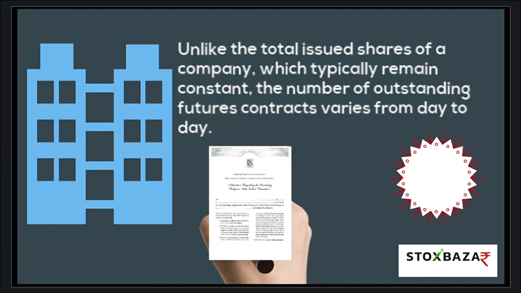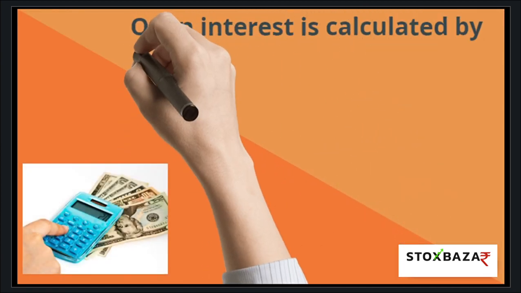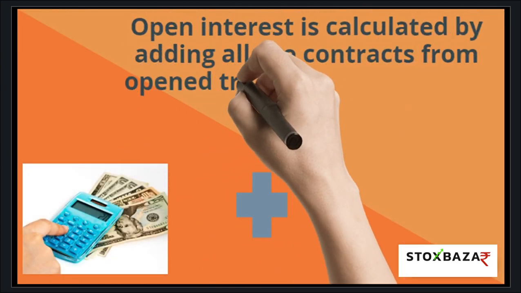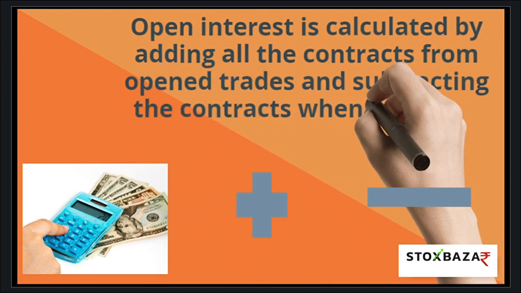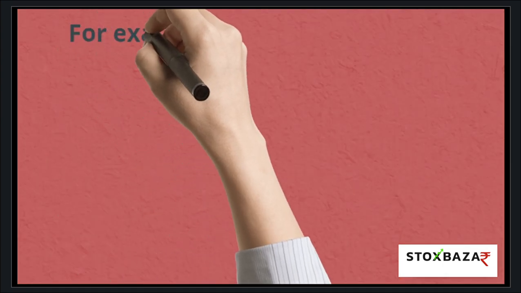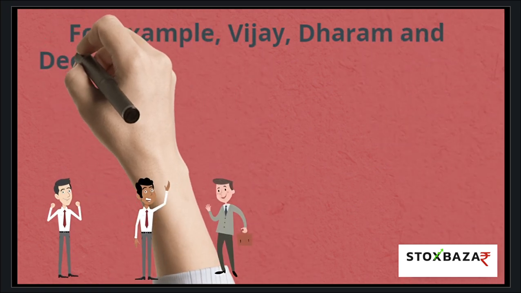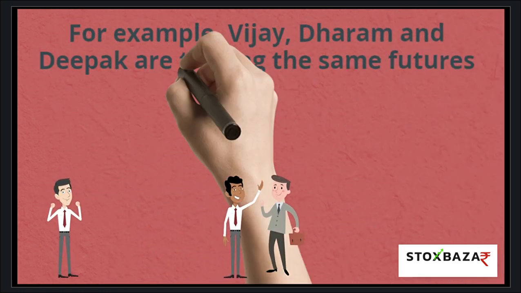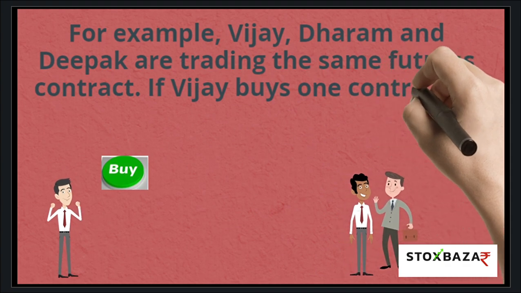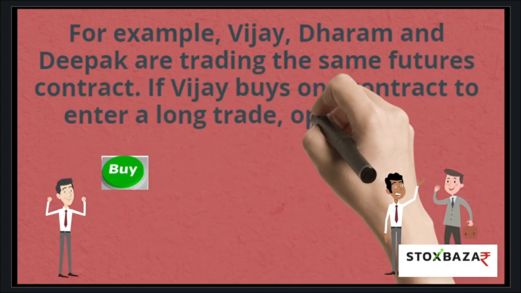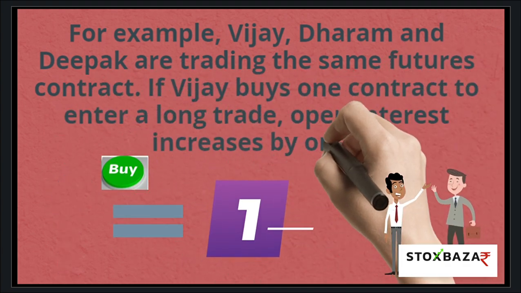day to day. Open interest is calculated by adding all the contracts from open trades and subtracting the contracts when a trade is closed. For example, YJ, Durham and Deepak are trading the same futures contract. If YJ buys one contract to enter a long trade, open interest increases by 1.